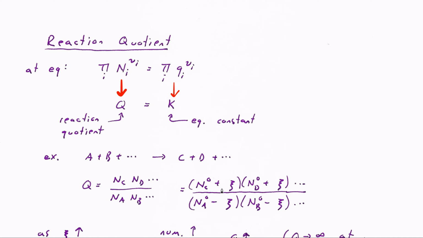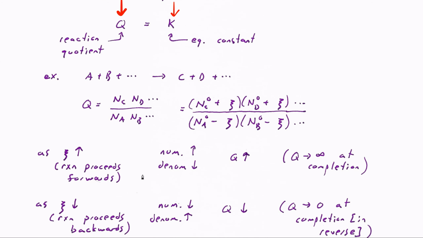So when the reaction goes forward, when squiggle is a positive number, I've gained products and I've lost reactants. But what that means is when the reaction does proceed forward, as squiggle gets larger, because squiggle appears with a plus sign in the numerator, the numerator is getting larger. In the denominator, squiggle shows up with a minus sign, so the denominator is getting smaller. So as the reaction proceeds forward, the numerator is getting bigger and the denominator is getting smaller. That means the reaction quotient is getting larger. The more the reaction proceeds, the larger Q gets.